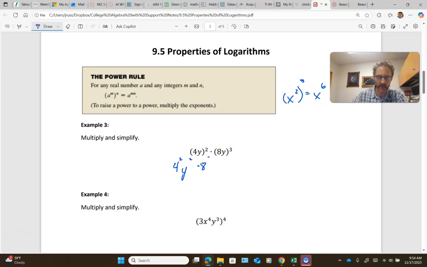This will become 8 to the third, y to the third, and then I can simplify it, okay? Well, 4 to the second, that's 16. 8 to the third, you might have to use your calculator on this. I believe that that's 512. Okay. And then I just keep going. Actually, I miscopied an exponent.